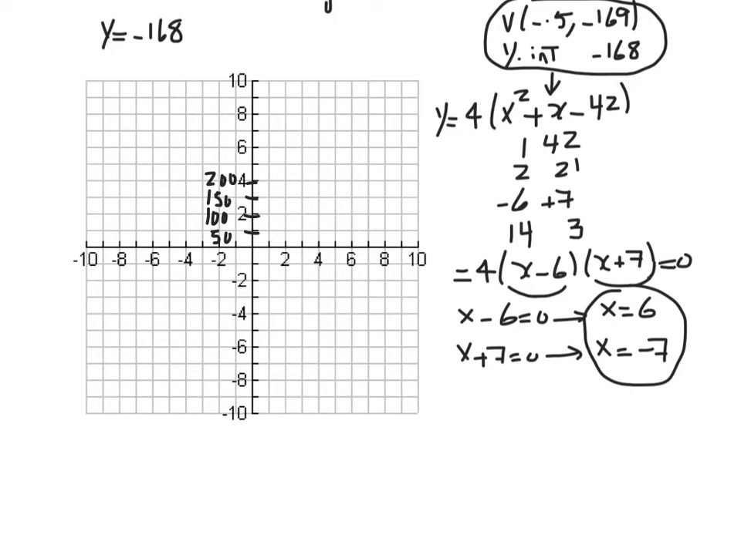So the first point I'm going to plot is the vertex. When x is negative 0.5, which is here, y is negative 169. Remember, this is negative 50, this is negative 100, negative 150, negative 200. So negative 169 is very close to here, and negative 0.5. So this is going to be my vertex. Now the y-intercept is negative 168. So it's going to be very close to this point here.